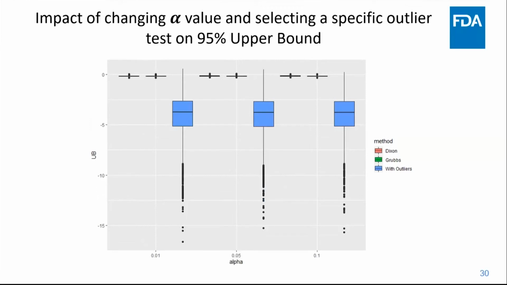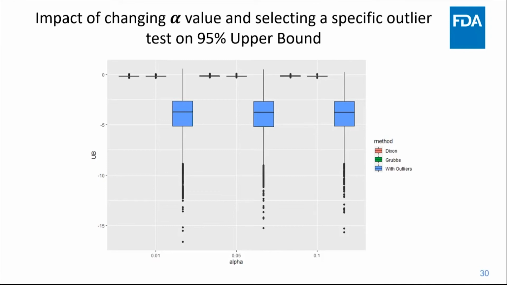Additionally, we want to see what the impact of changing alpha and selecting a specific outlier test is on the upper bound of the scaled confidence interval, the upper 95% bound. So here we have the same setup with the same three values of alpha, 1%, 5%, and 10%, using the Dean-Dixon test, the Grubbs test, and including all the outliers.